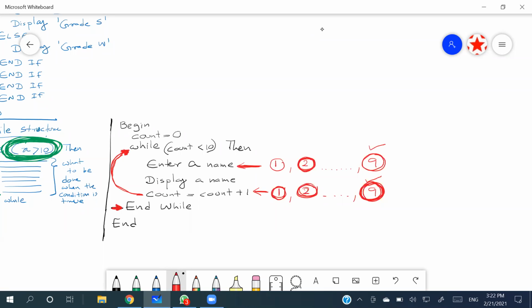When the count is 9, it goes and checks if count is less than 10, still yes. So it asks for the 10th value. Then the counter will increase to 10. Then it goes up again and checks. Now the count is not less than 10, so it stops, and then it comes to this point, end while.